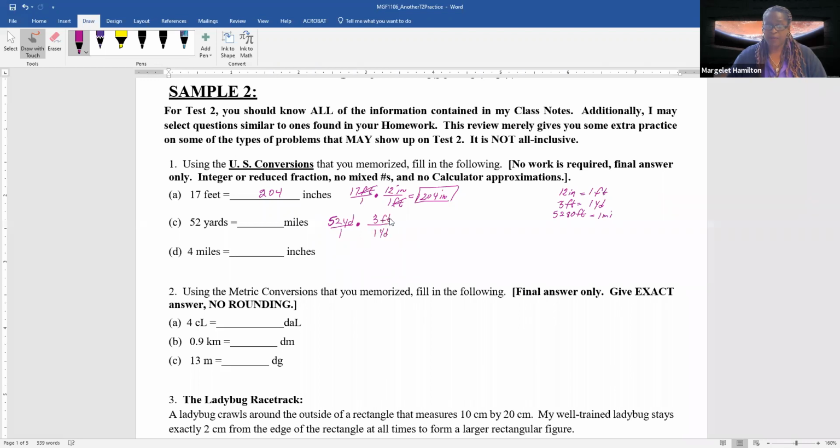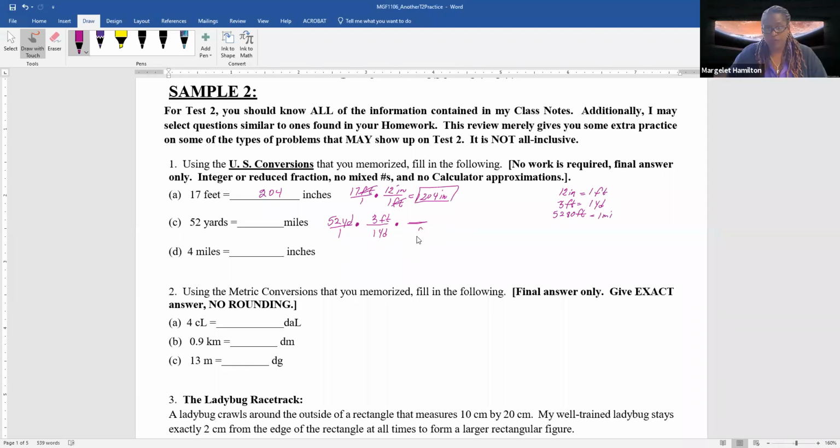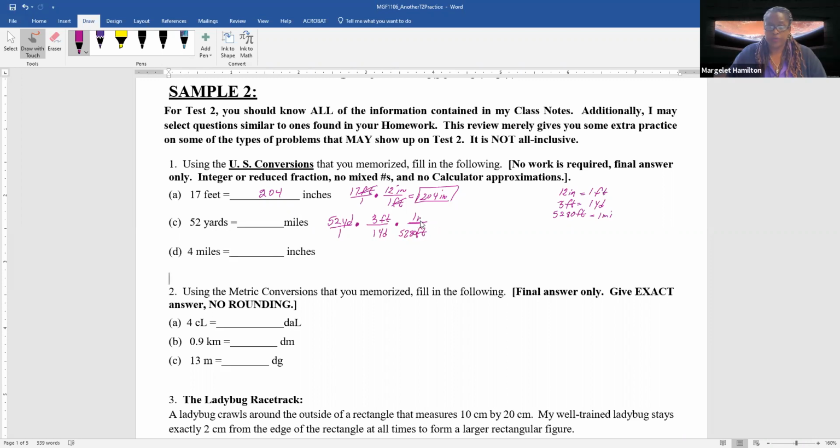But now I got to get from feet to miles. I need my second conversion. My second conversion looks like what? My feet in the denominator. Beautiful. How many feet are going to be down there? 5280. Beautiful. All over that 1 mile. Is everybody all right with this setup so far?